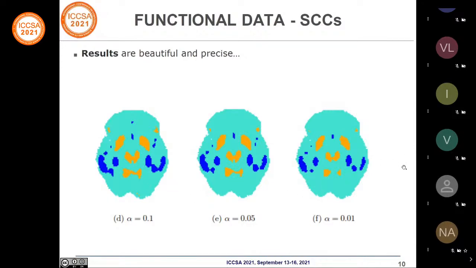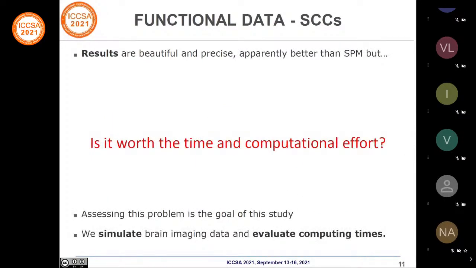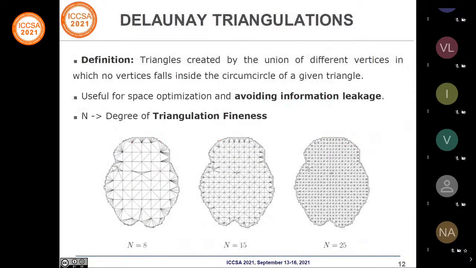But this method, is it worth the computational effort? Because we can use SPM, and that would probably be easier and cheaper in computational terms. So the goal of this study was to do a series of replications and simulations and loops to calculate the computing times for the one sample and for the two sample approach.